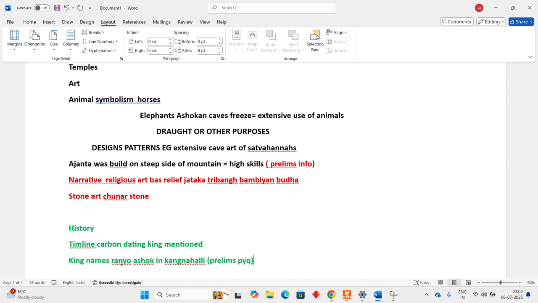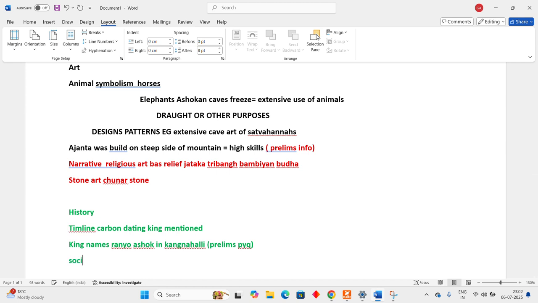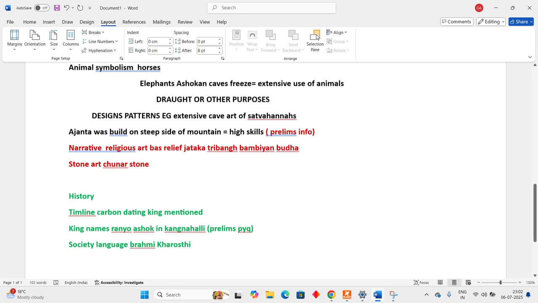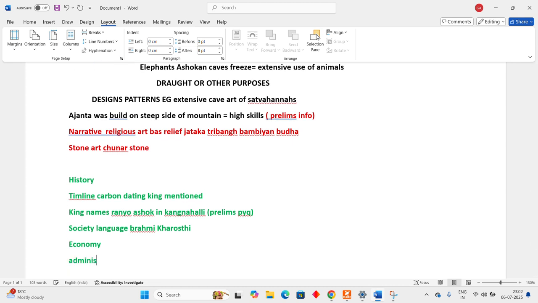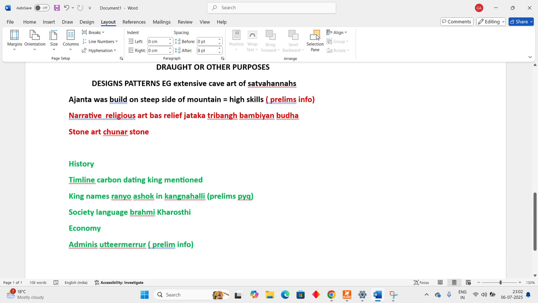Okay, I think now you understand, right? Now I can also know about the society. How do I know? I know the language. Language I know Brahmi, right? I know Kharoshti, right? Then I can know the economy. I can know the administration. This example is Uttar Merur inscription. This is also prelims info, right? Then I can know about the trade.